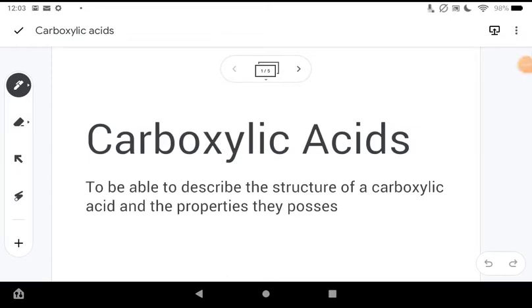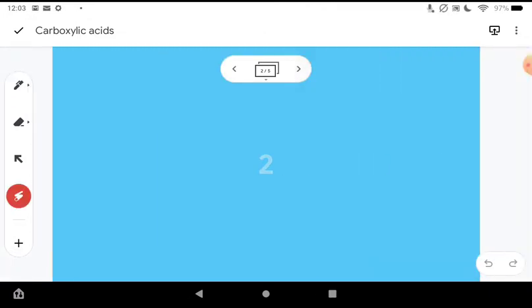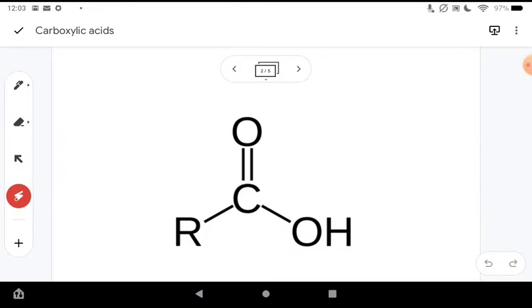Have a look at carboxylic acids, the structure of carboxylic acids and the reactions that they take part in. So let's start off with what is a carboxylic acid. Now, this is the general structure of a carboxylic acid.